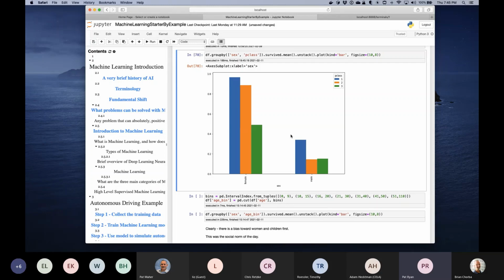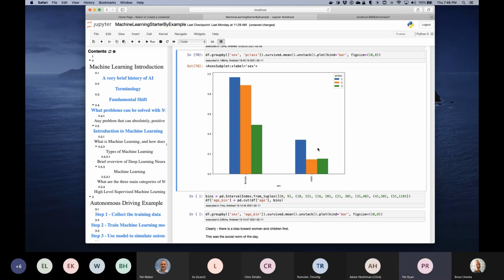The female bars are broken into a blue for the first class passenger, which is very high, followed by an orange bar, which is for the second class passengers, which is almost as high as the blue, followed by third class passengers. That's about halfway up. So what that is telling us is that females survived more than males, and first class and second class passenger females survived more than the third class passenger females did.